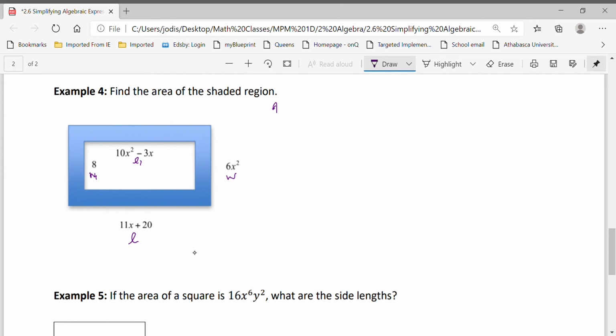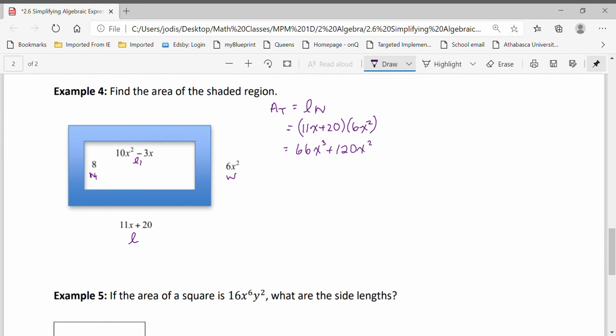So I'm going to call it area total, or T, for my whole outside area. So that's length times width. So we're just going to call it 11x plus 20 times that 6x squared. So distribute here. So we've got 66x cubed plus 6 times 20 is 120x squared.